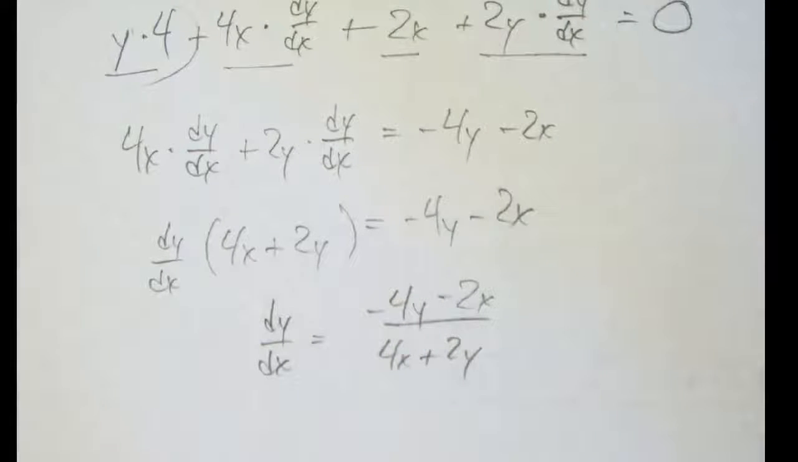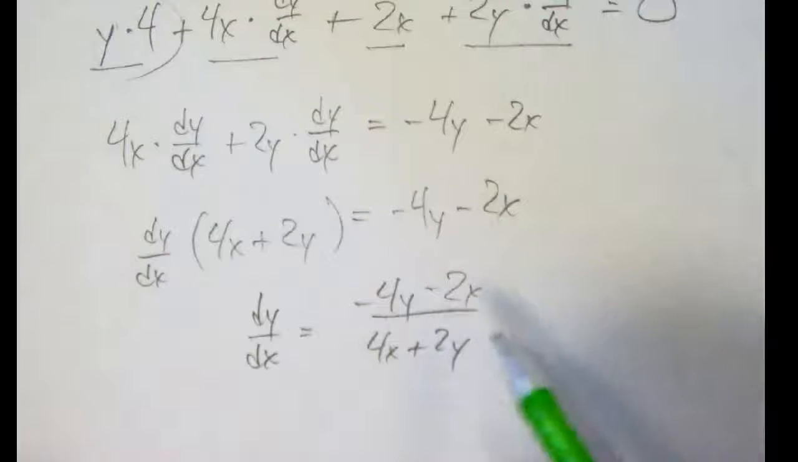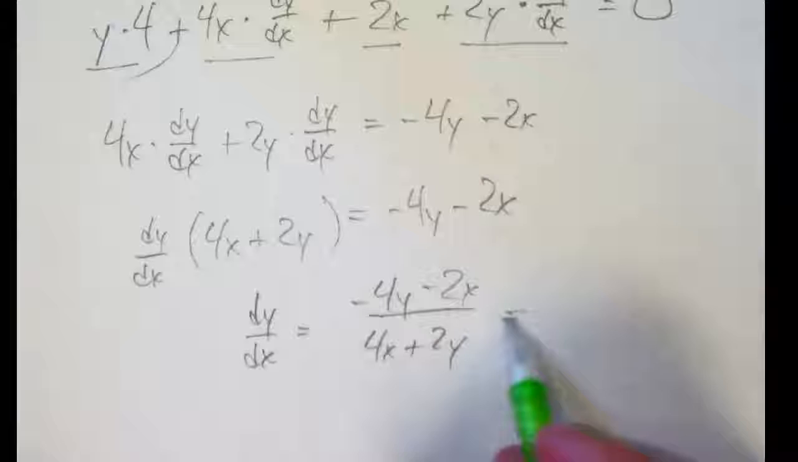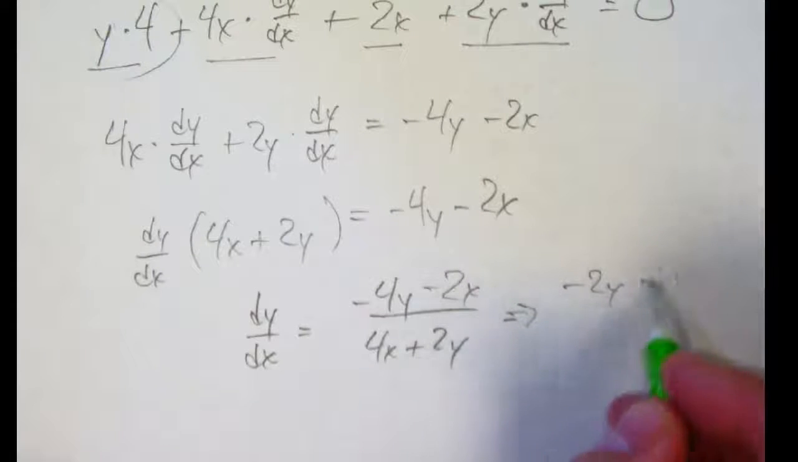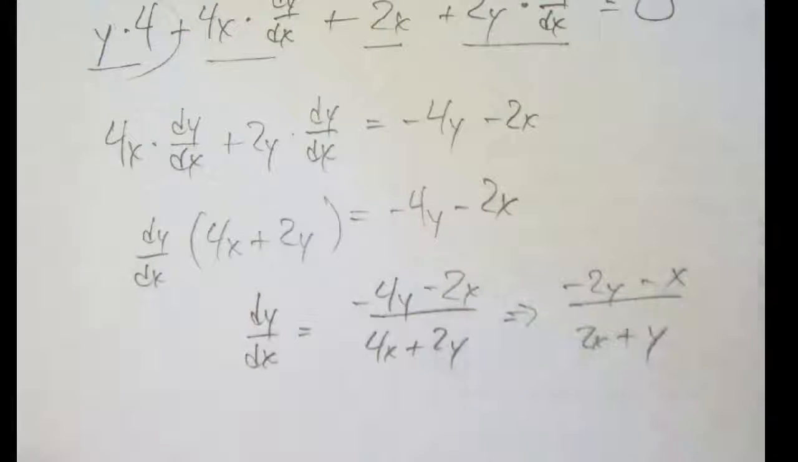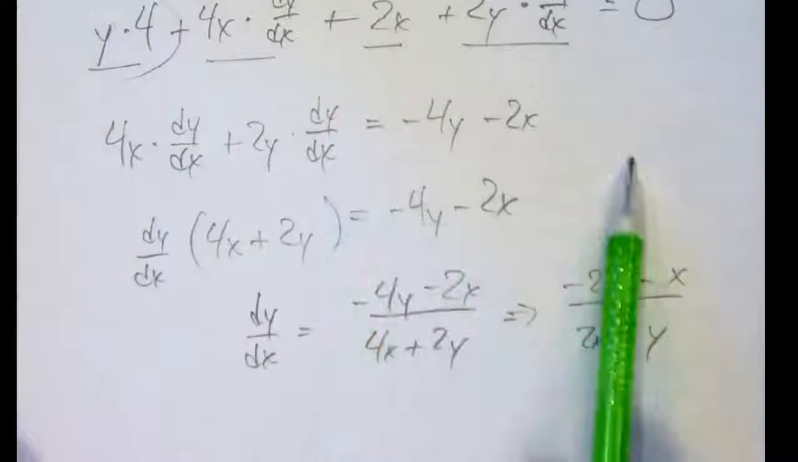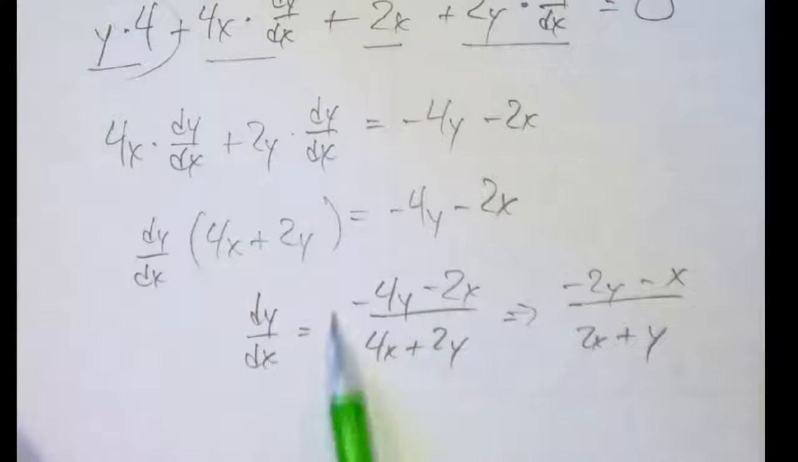Remember, you can't reduce unless it's in all 4 things, so you can't take out like an x or a y or a 4, but you could cut everything in half if you really wanted to make this like negative 2y minus x over 2x plus y. Also keep in mind that if you had put the dy/dx's on the right hand side, you would get this exact answer, except every sign would be negative. If every sign is negative, it's the exact same answer.